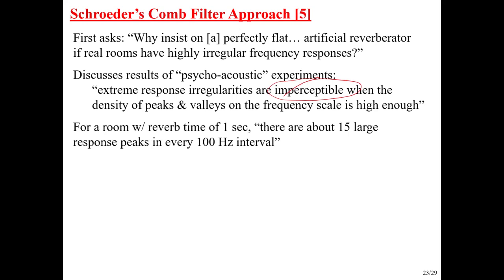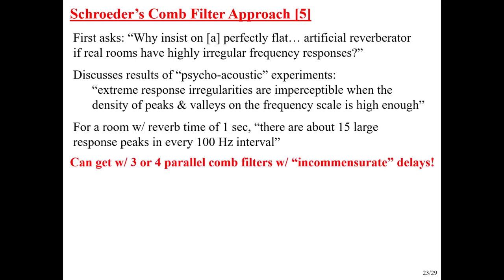And then he goes on and says, all right, so if I want a reverb time of 1 second, he analyzed that and says that means there's about 15 large response peaks in every 100 hertz interval. So he's kind of ignoring that going up by f squared thing there. But this is a reasonable value to kind of aim for. And he says, I can get that by just taking some comb filters, and he's going to play the incommensurate delay thing again to get those comb filters to have poles that will also interweave.